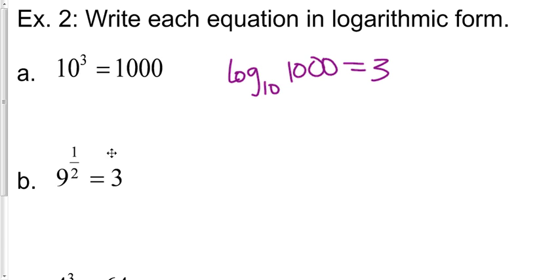In letter B, we've got a base of 9. 9 to the 1/2 equals 3. It's log base 9 of 3 equals 1/2. Here's how you want to set it up in log form. Log base 9 of 3 equals 1/2. Again, your log is always equal to the power. Okay, again, I want you to try letter C on your own. It's in exponential form. Please convert it into log form.